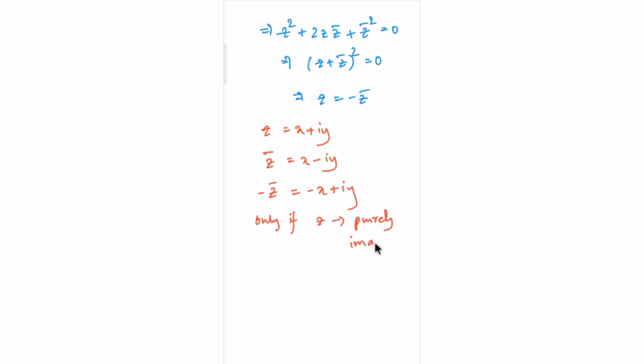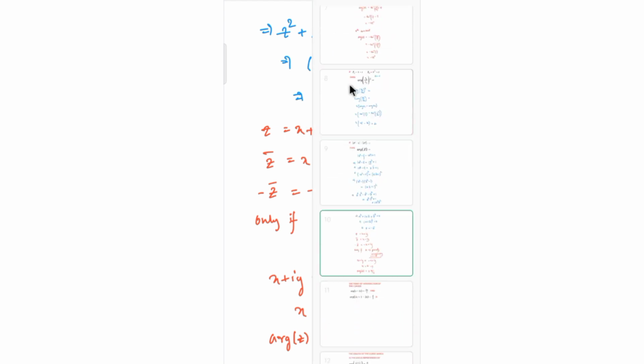Fine, you can check it here: z is equal to minus z bar, that is x plus iy is equal to minus x plus iy. So these both can be equal only if x is equal to 0. That means z should be a purely imaginary number. So argument of z is equal to plus or minus pi by 2. That means it can lie on the positive y axis or negative y axis, so that's the reason it can be plus or minus pi by 2.